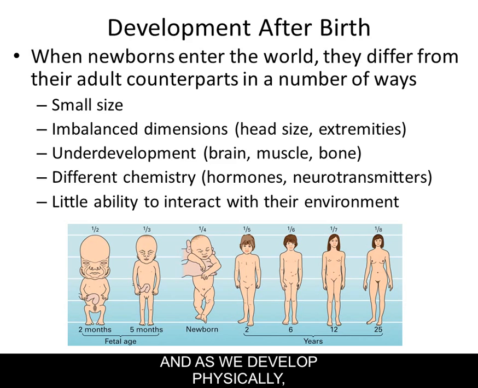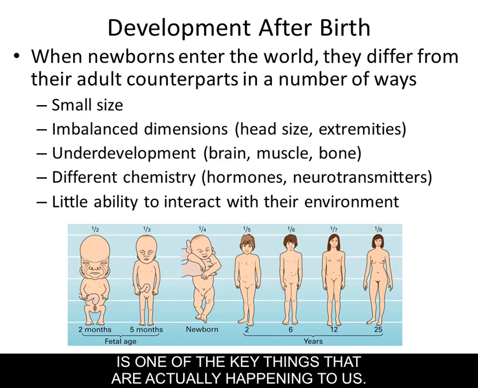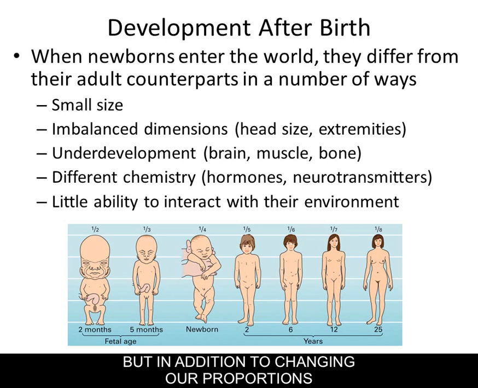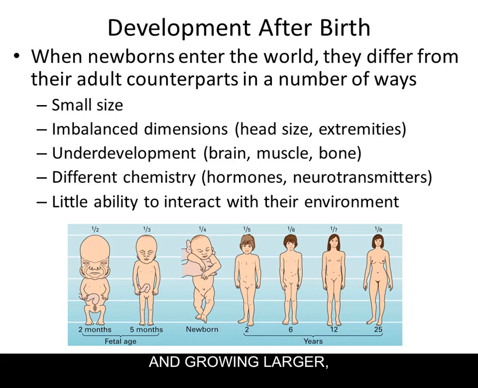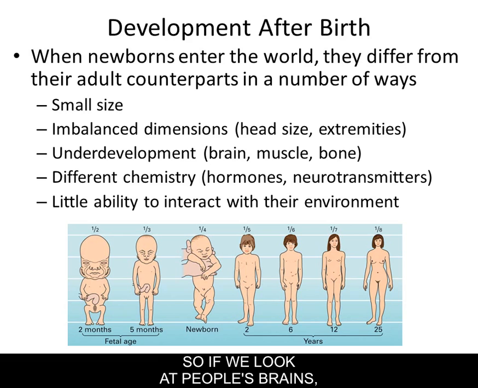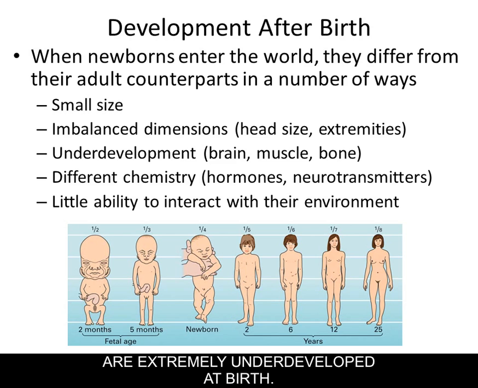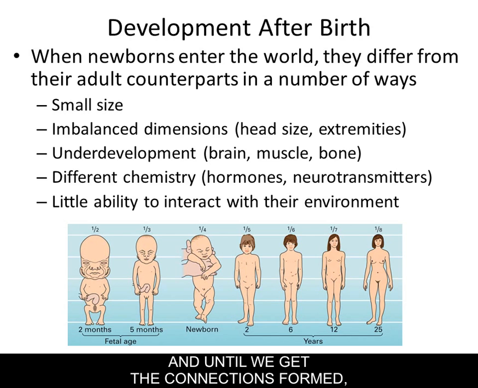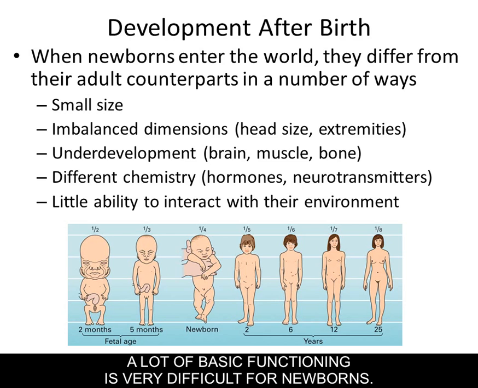And as we develop physically, that change in balanced dimensions is one of the key things that are actually happening to us. But in addition to changing our proportions, growing larger, there's other more internal changes that happen as well. If we look at people's brains, their muscle mass, their bone systems, their circulatory systems, all of these areas are extremely underdeveloped at birth. And until we get the connections formed, a lot of basic functioning is very difficult for newborns.